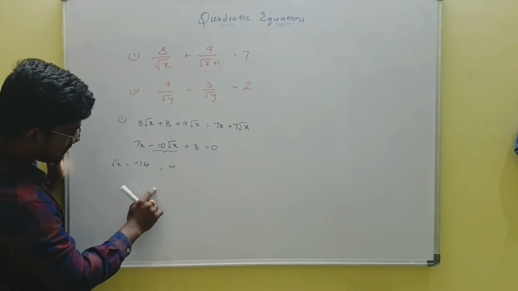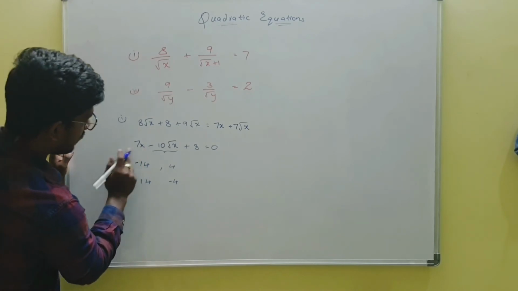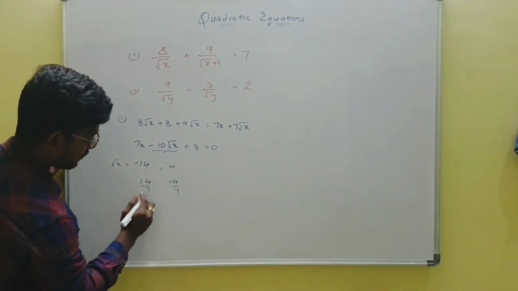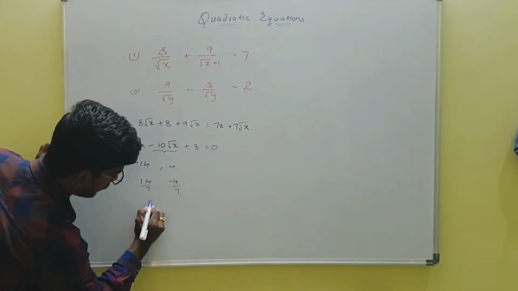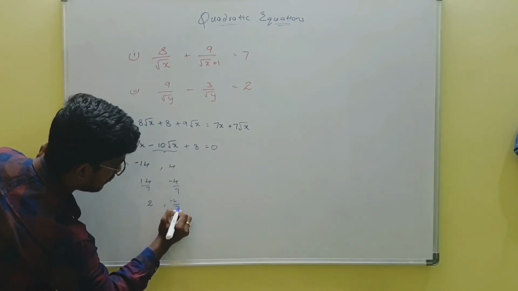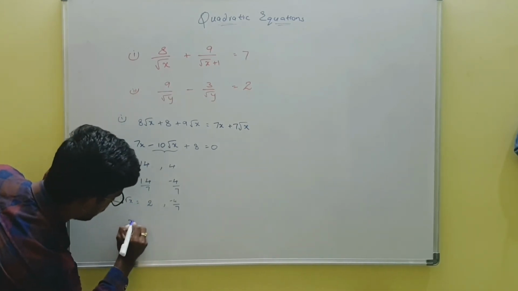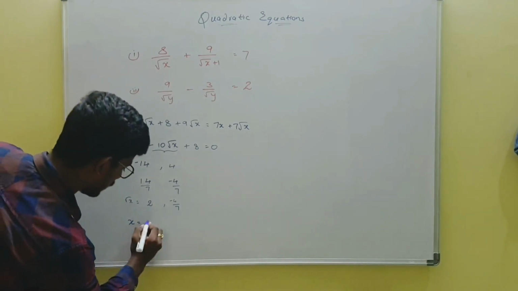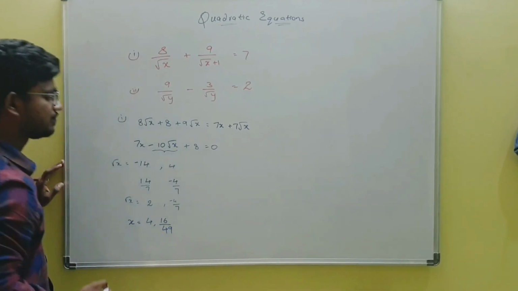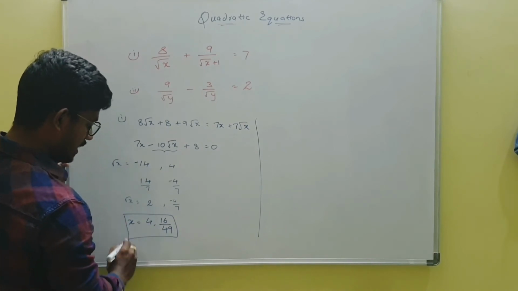Now I have to change the symbol so that I get 14 and minus 4. Now I have to divide with the x coefficient, so I get 14 by 7 and minus 4 by 7. By cancelling with 7, I get 2 and minus 4 by 7. These are the roots of root x. Now to obtain the x roots, by squaring on both sides, I get 4 and 16 by 49. These are the two roots of x.